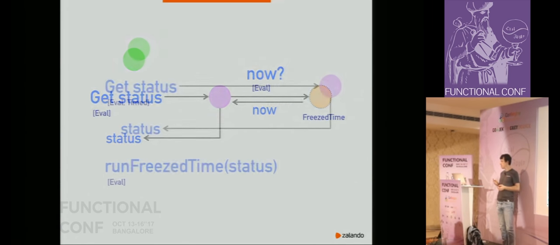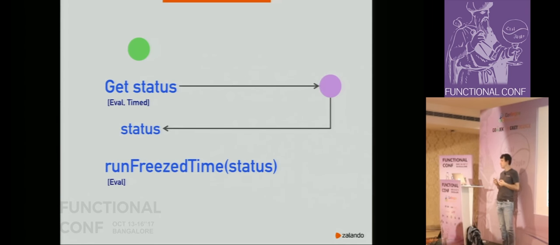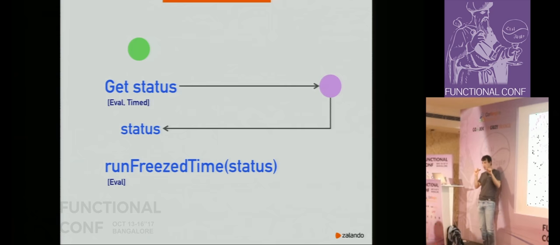Another possibility would be to use a time effect. So this time, when you get the status, you get a result inside the time effect. And your interpreter for the time effect could either do the real thing, push the real time, or do something for testing. You could have an interpreter that just returns always the same time.